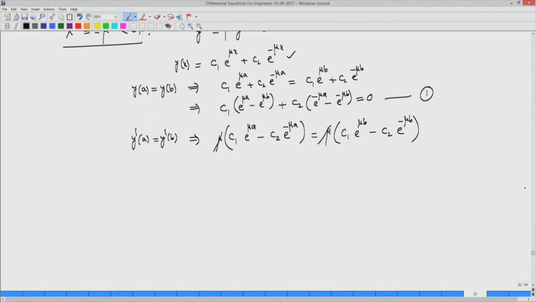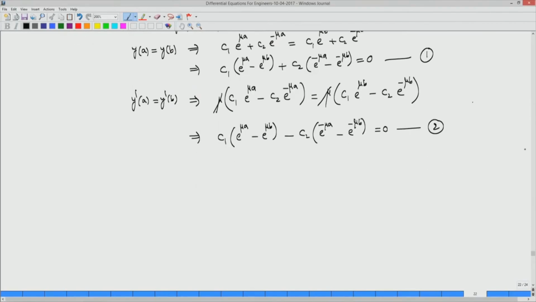So, mu you can cancel because mu is positive, so non-zero, and you get C1 (e^(mu a) − e^(mu b)) plus C2 (e^(−mu a) − e^(−mu b)), and when you bring it to this side, this will become plus, and you have finally minus. So, minus minus plus minus mu b equal to 0. So, this is equation number 2.